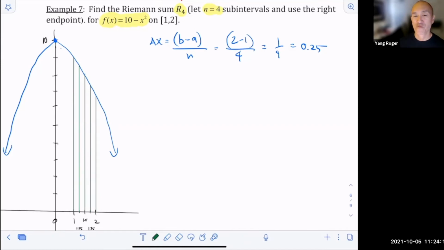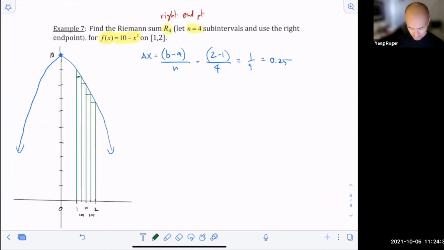And then we want to form our rectangles, right? And in this case, we want the right endpoint. So for the first rectangle, if I evaluate the right endpoint, that's the height there. Second one, the height's there. Third one, the height is there. And the fourth one, the height is there. So this picture sort of represents our right endpoint approximation. Okay.